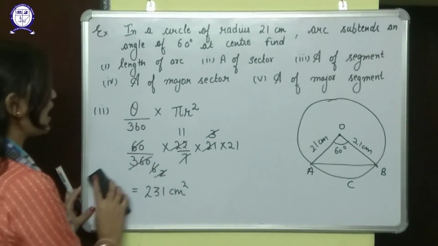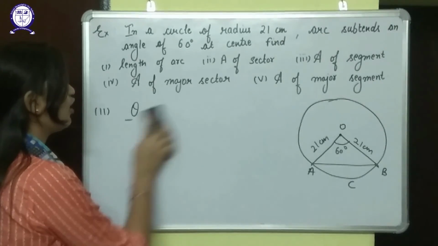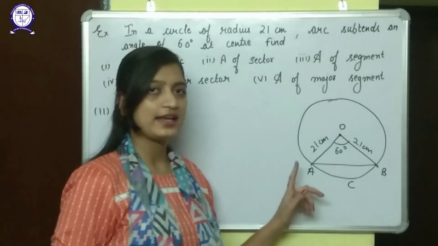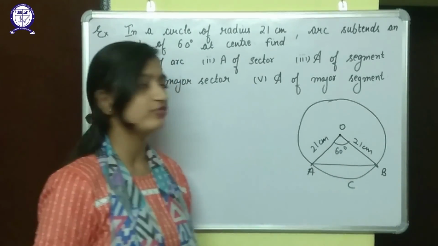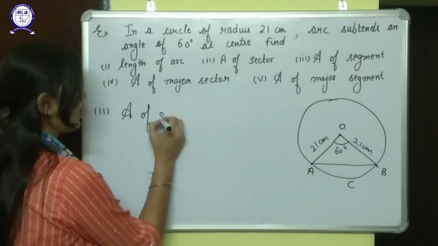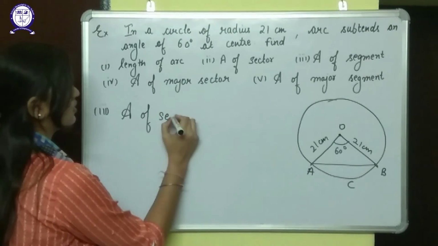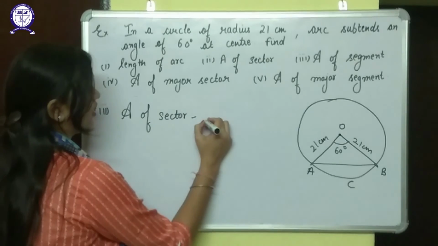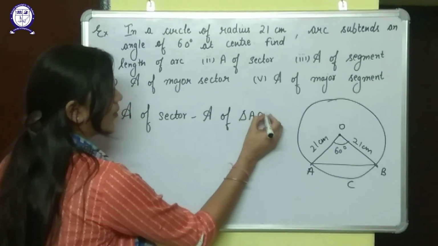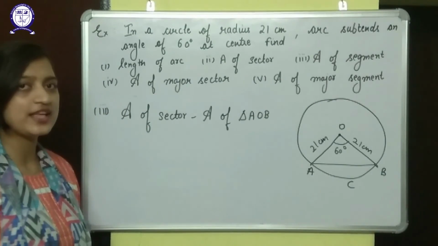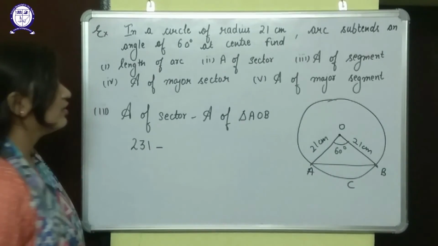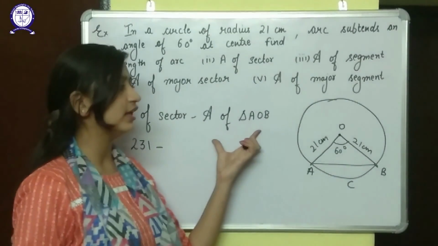So now we will apply the method of finding the area of segment, and that is find the area of this complete sector and subtract the area of the triangle. So area of sector minus area of triangle AOB. Now what was the area of sector? It was 231, and we need to find the area of triangle AOB.